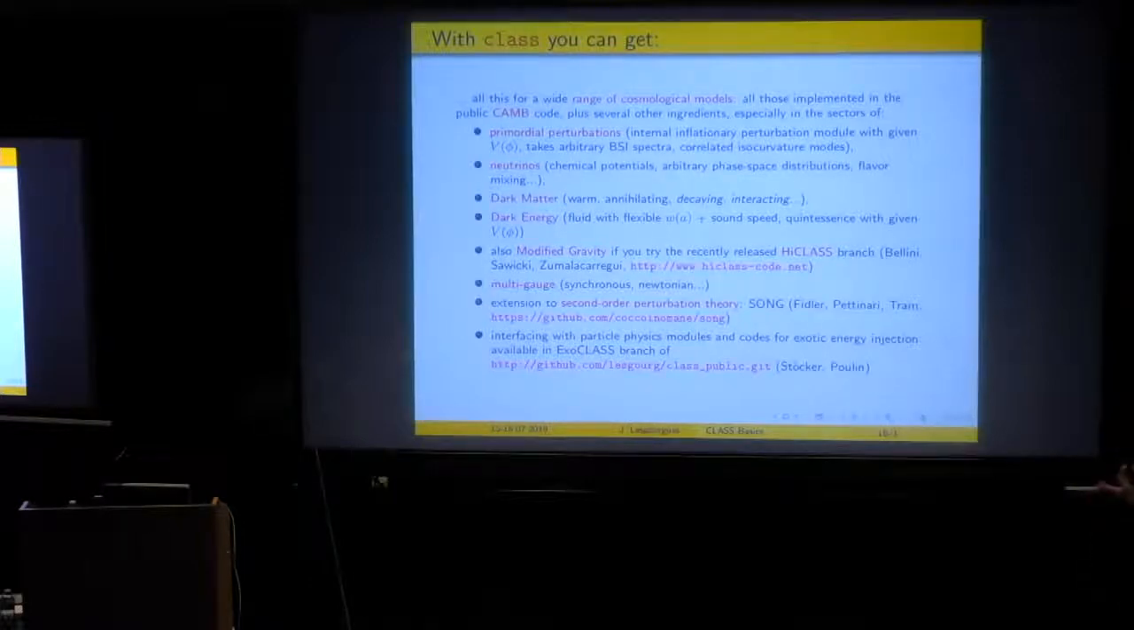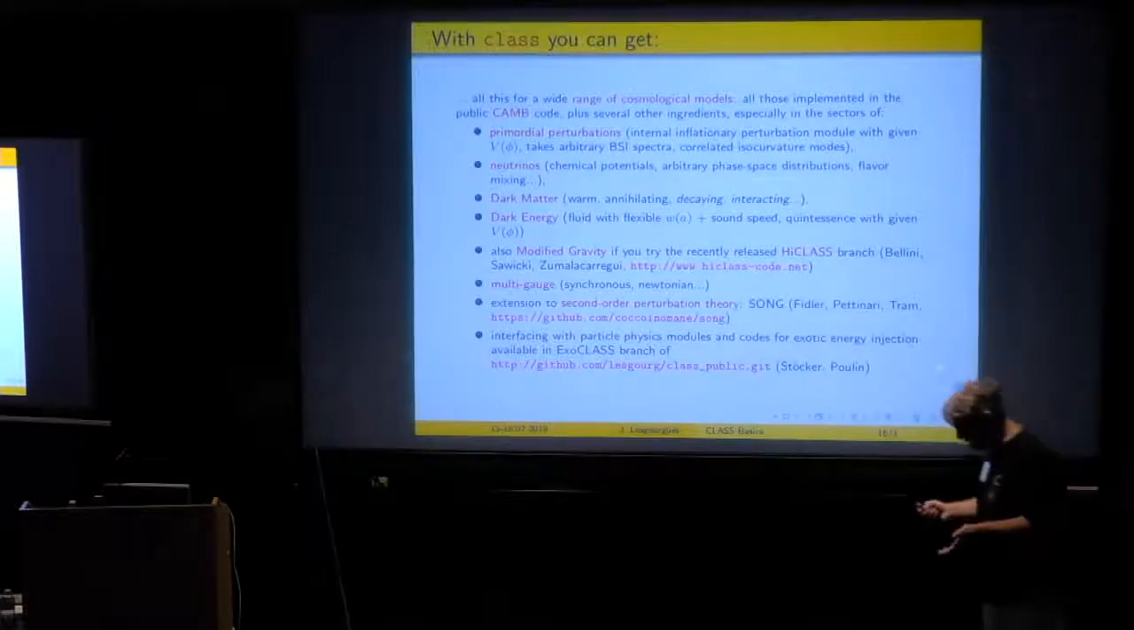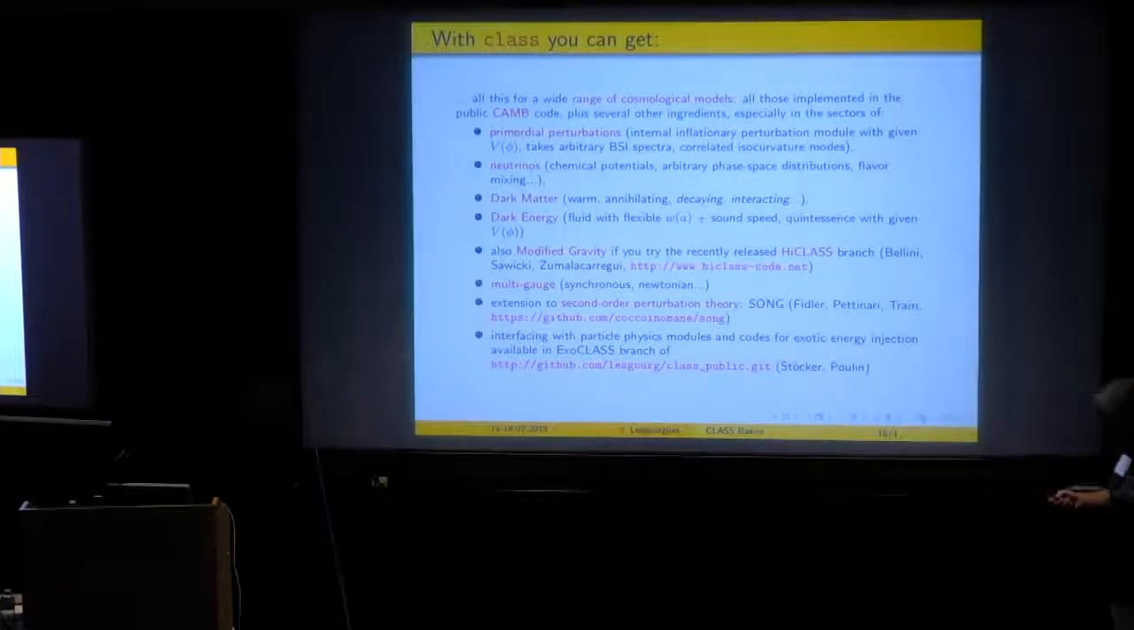And there are other branches of class which are specialized in different things. This Exo class is specialized in exotic energy injection mechanisms. There is a version called class SZ of Boris Bolliet, which is specialized in predicting Sunyaev-Zeldovich observables. Exo class is from Patrick Stöcker and Vivian Poulin. Progressively, when there is a branch like this, which is very well tested and efficient, we tend to merge these branches with the main class.